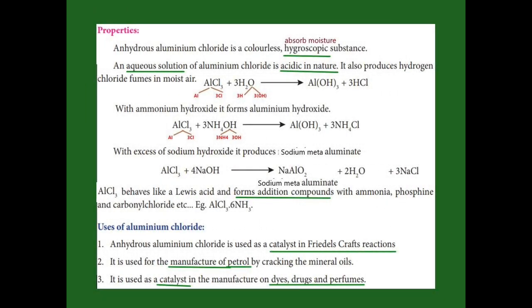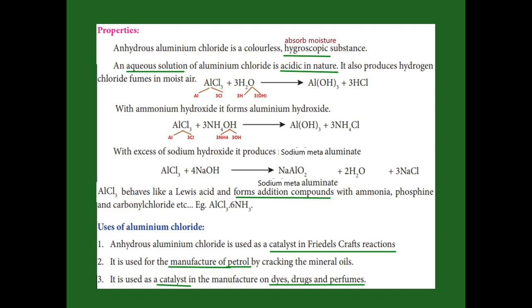We see the properties of aluminum chloride. Anhydrous means it is waterless. Anhydrous aluminum chloride is a hygroscopic substance. Hygroscopic means it absorbs moisture. Why does it absorb moisture? Because it is a waterless compound, so it absorbs the moisture.